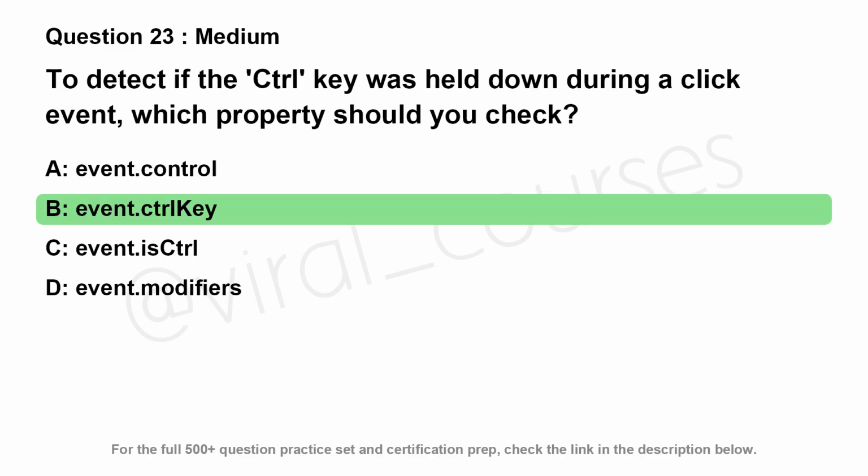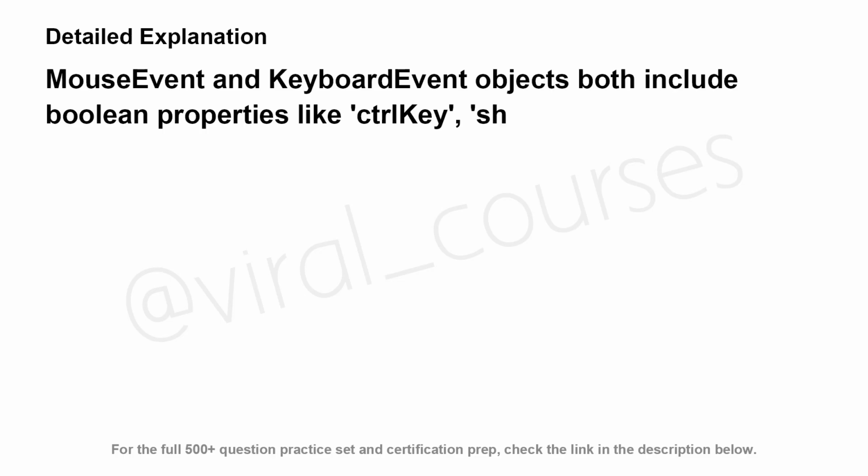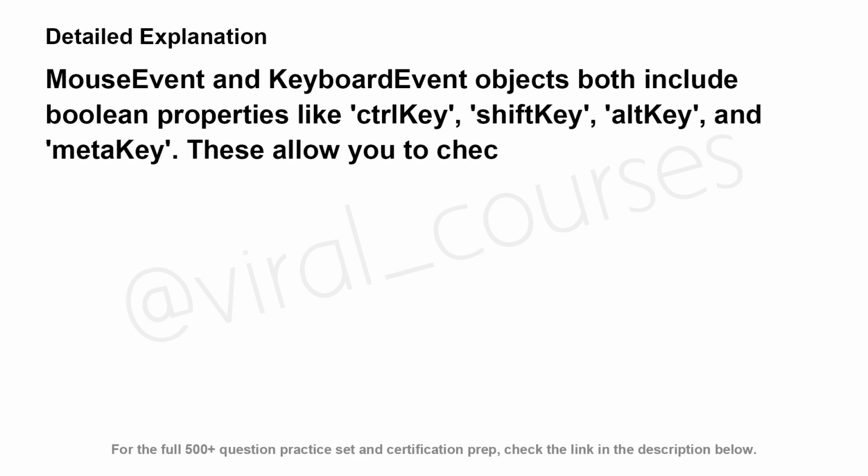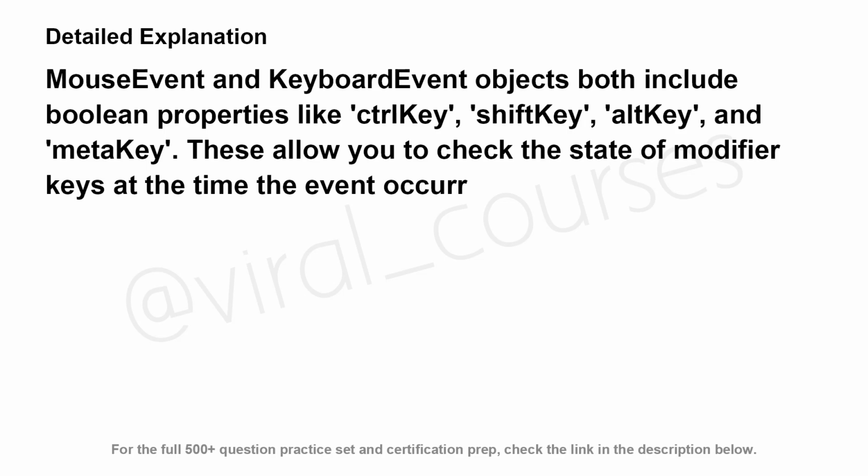The correct answer is B. Mouse event and keyboard event objects both include Boolean properties like ctrlKey, shiftKey, altKey, and metaKey. These allow you to check the state of modifier keys at the time the event occurred.